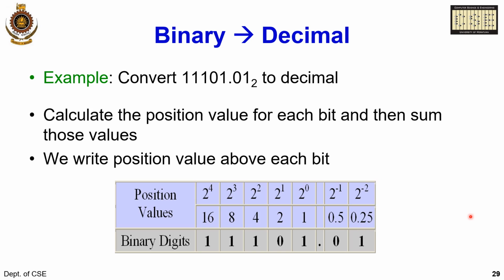Basically what we then do is multiply this by this, plus multiply this by this, plus multiply this by this, plus multiply this by this, which is 0, plus multiply this by this, plus multiply this by this, which is again 0, plus multiply this by this. Just add it up. Let's see in the next slide how we add them up and what we get.